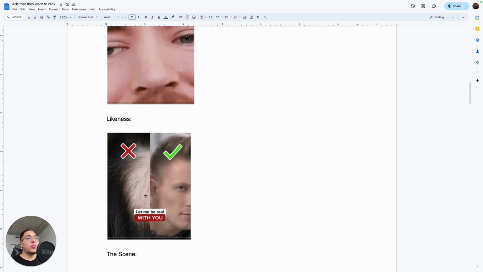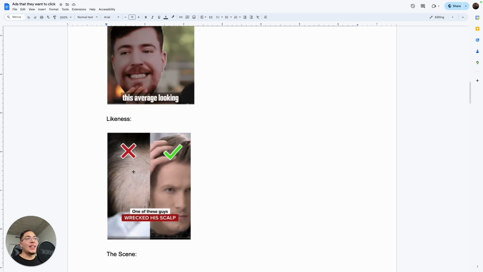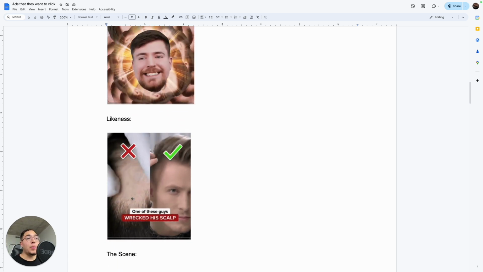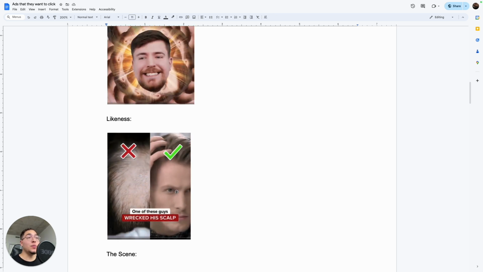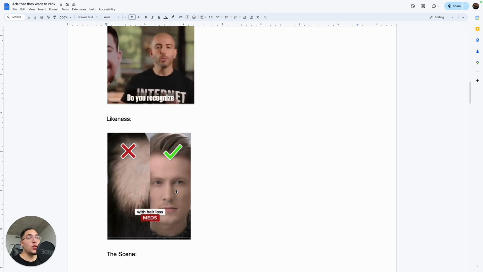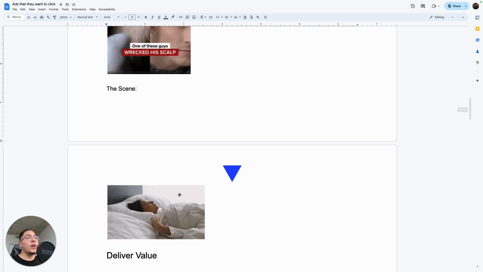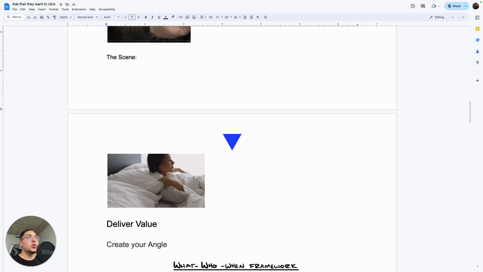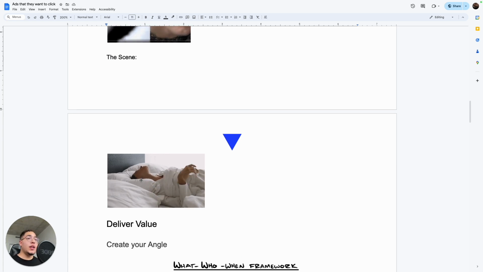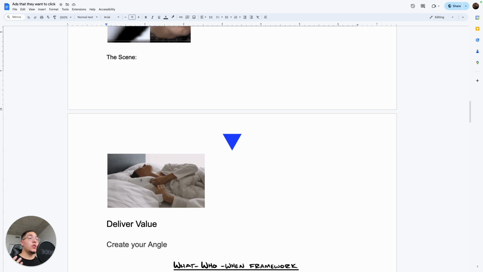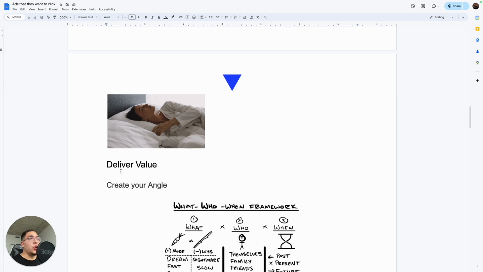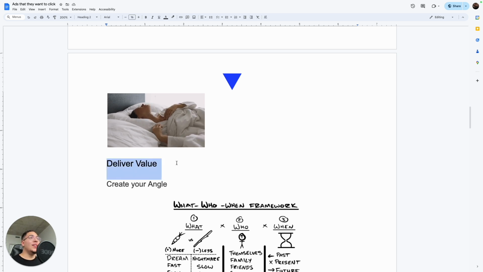Then we have nonverbal callouts like, for example, likeness. So either you have the same problem as the person, or you look exactly or very similarly to that person who is in the video. And then we have scene callout. So for example, we could put a video of a person turning and tossing themselves in bed if it's an ad about sleeping problems. Now that we know how to call out your specific audience, how do we deliver value?